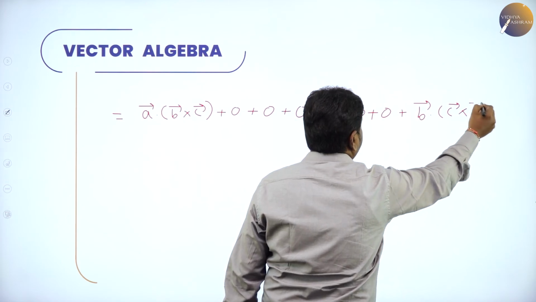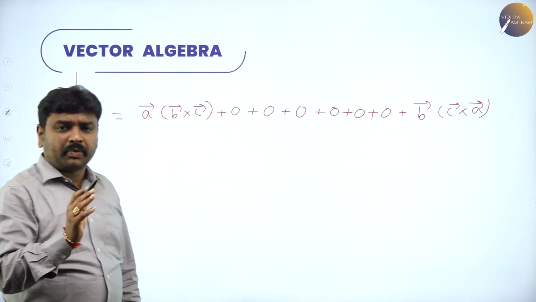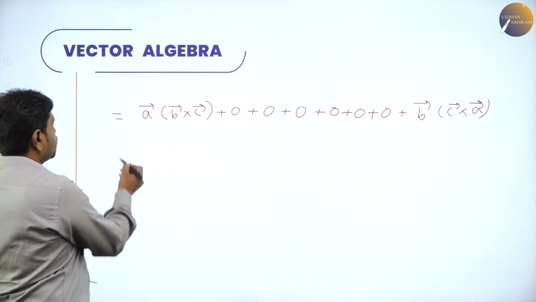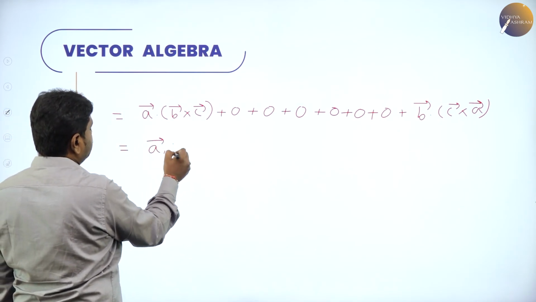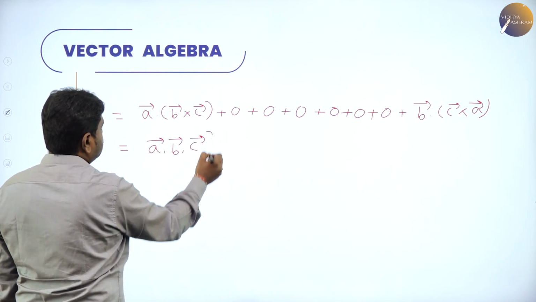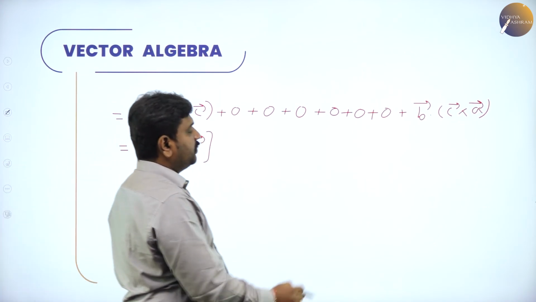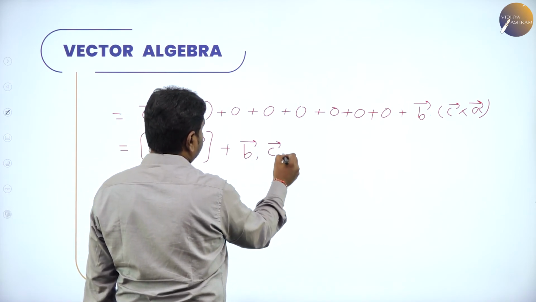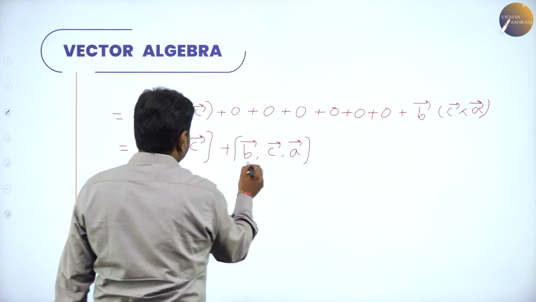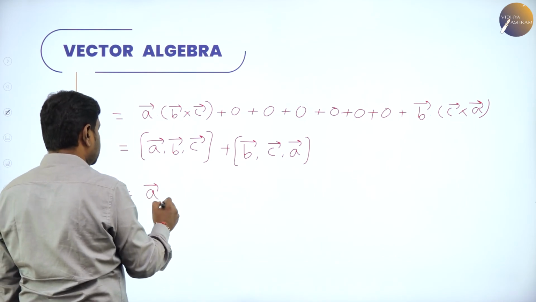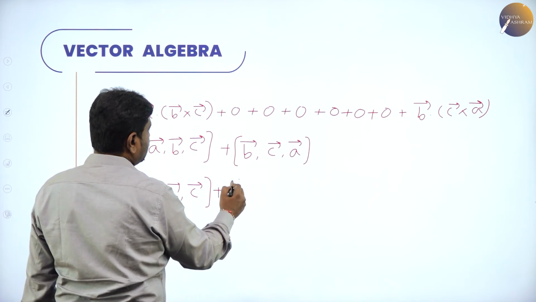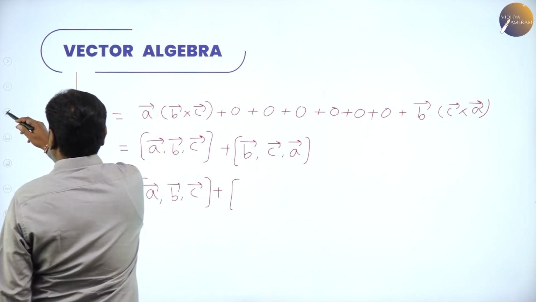Here, C cross A. So, scalar triple product can be written as box product. Box product can be written as scalar triple product. So A dot B cross C, I can write it as box ABC. Similarly, the last term, B dot C cross A can be written as box BCA. So, now BCA is not in order.